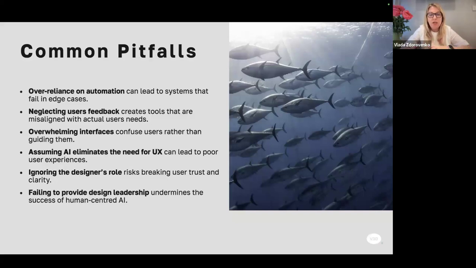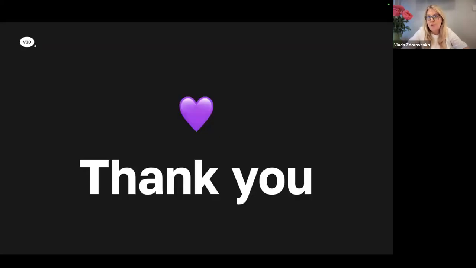But overall, knowing all these new technologies from the side of data science can help you understand that the role of designers is translating this technology into normal human language and helping our users. And that's all from my side.